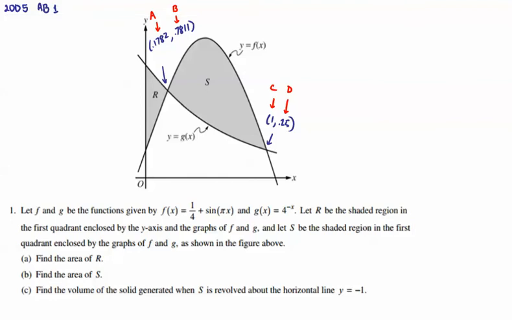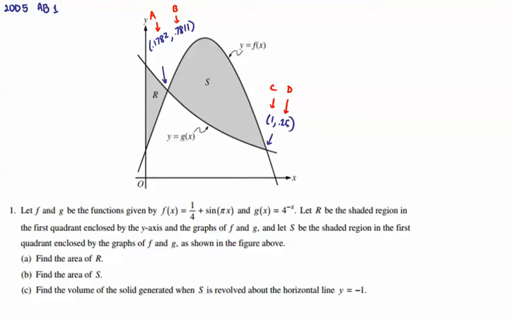Okay, in this video we'll go on to talk about 2005 AB1, which is also an area and volume free response question. So we have these two curves, f of x, which is the sine curve or some transformation on the sine curve, and g of x, which is an exponential curve. And R is the shaded region in the first quadrant that's enclosed by the y-axis and the graphs of f and g, and S is the shaded region in the first quadrant enclosed by the graphs of f and g as shown in the figure above.